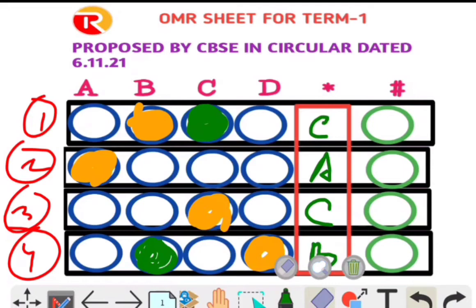Now take the example. Suppose in question number 1 you haven't attempted anything. What you will do is just fill up the has column here. This indicates that you haven't attempted this question. If you haven't attempted any question, you will just fill up the has section, and if you have attempted any question, you will fill up the star section. Star section is for attempted questions and has section is for unattempted questions. And in the has section you will not write anything, you will just fill up the circle.